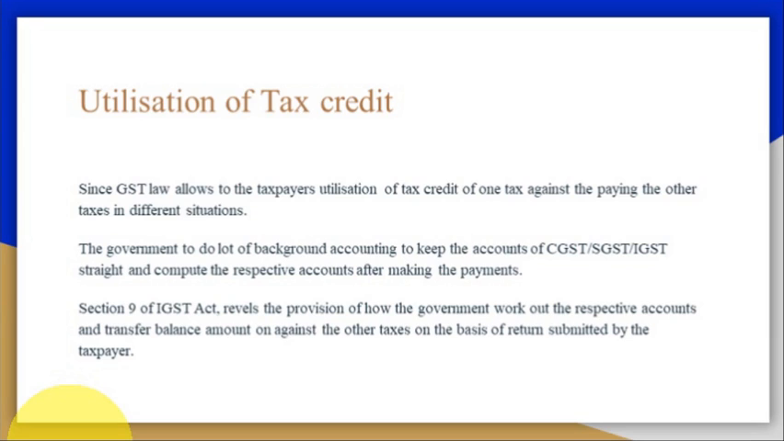Section 9 of the IGST Act lays out the provisions on how the government works out the respective accounts and transfers the balance amount against the other taxes, on the basis of returns submitted by the taxpayer or suppliers.